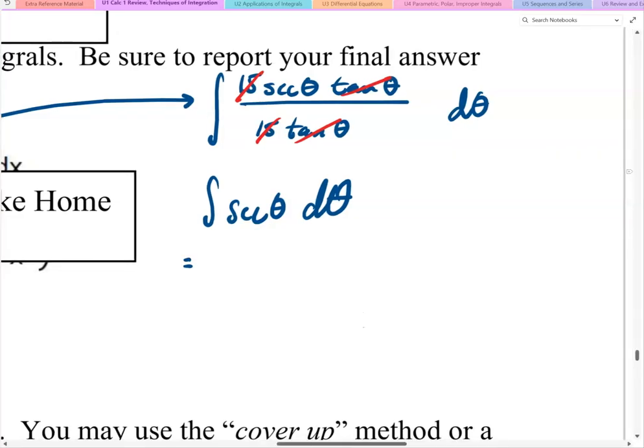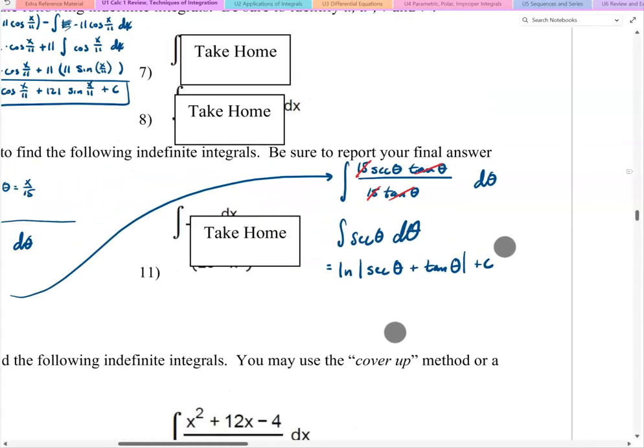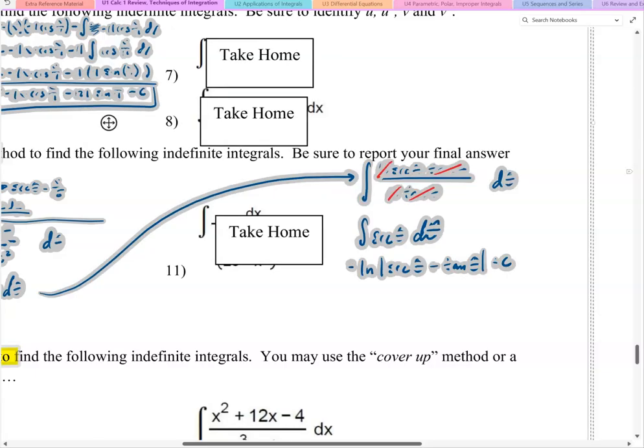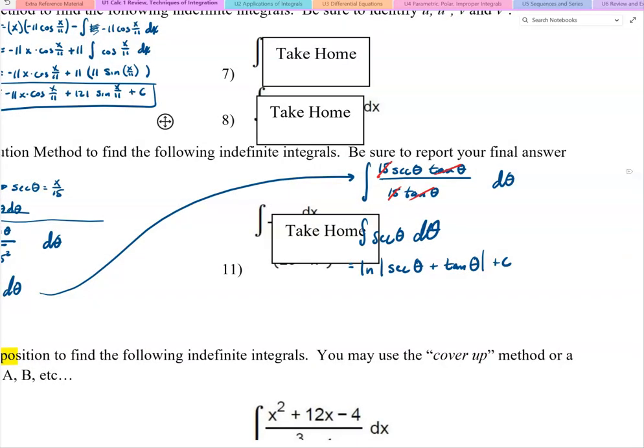But you know what? We're really close to the end now. We're going to report that the antiderivative of secant is the natural log of the absolute value of secant theta plus tangent theta plus c. We're almost in our home stretch now, but we have the antiderivative in terms of theta. We really want to report our answer in terms of x.